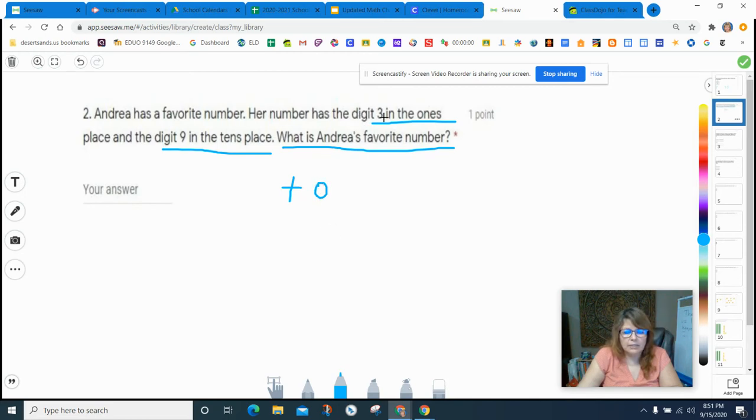Now it says I have a digit 3 in the ones place, so I'm going to put the digit 3 in the ones place, and the digit 9 in the tens place, so I'm going to put the digit 9 in the tens place. So now my number is 93. So Andrea's favorite number is 93. So you type it here with your keyboard and put 93. Next question, and that's 1 point.